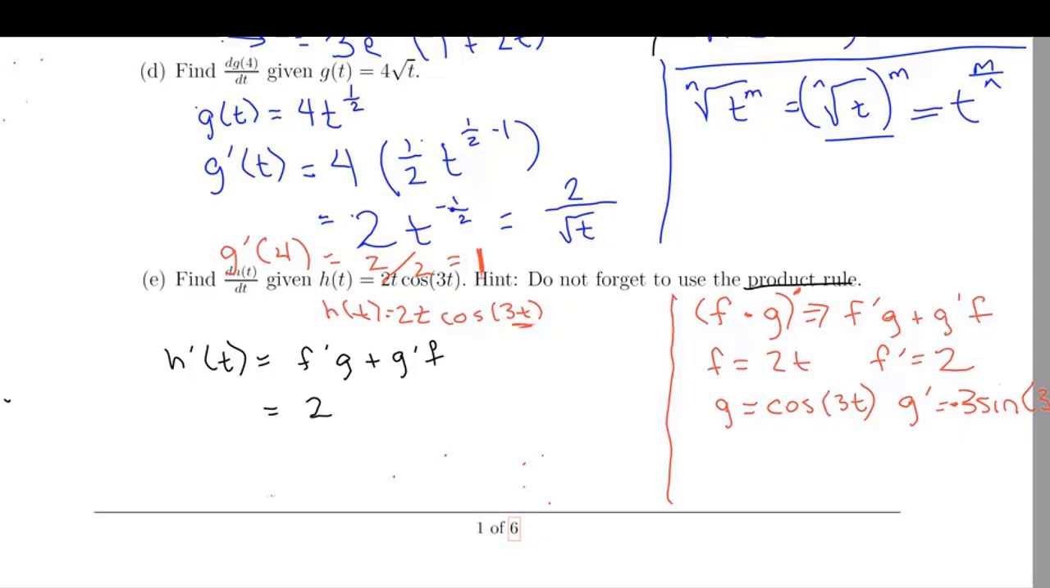See how it says F prime? Oh, okay. G would just be cosine 3t. Exactly, 2 cosine of 3t plus G prime, which is negative 3 sine of 3t times F, and F is 2t.